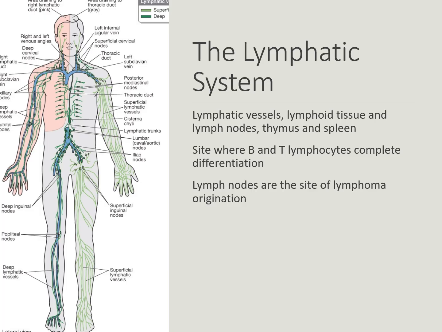So a little bit more about the lymphatic system itself. The lymphatic system is made up of lymphatic vessels, lymphoid tissue, lymph nodes, the thymus, and the spleen. The lymphatic system is the site where B and T lymphocytes complete their final differentiation. And the lymph nodes are also the site of the origination of lymphomas, one of our malignancies that we'll discuss.